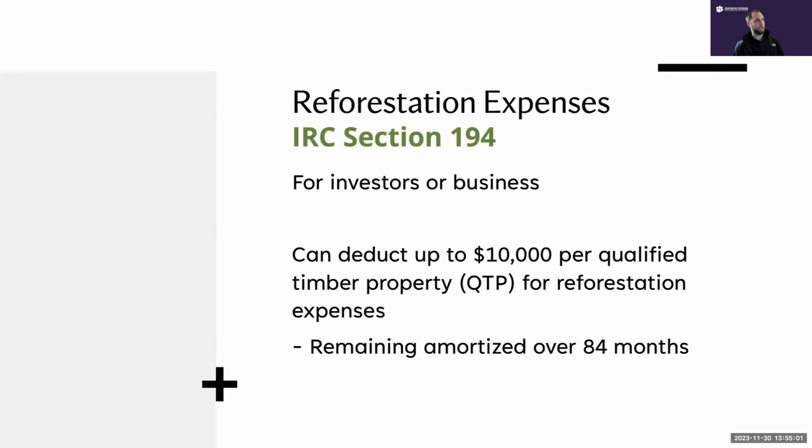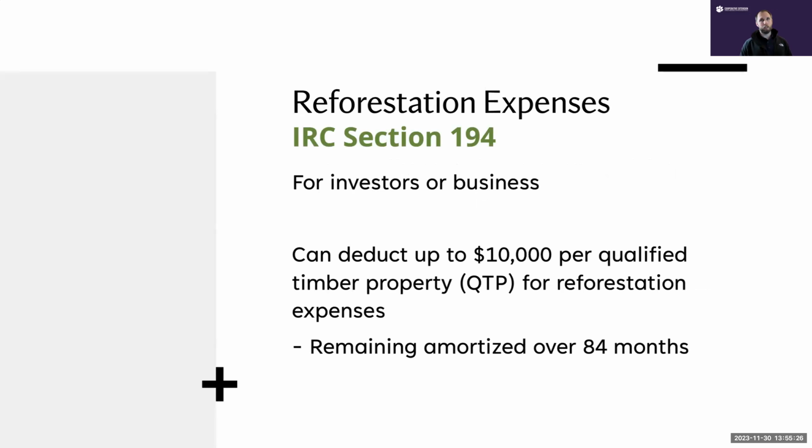And then the reforestation expenses. So after you've made a sale and the timber's been cut, you are allowed to deduct $10,000 per qualified timber property for your reforestation expenses. And with that qualified timber property, you can break up your tracts, and you're allowed that $10,000 per property.